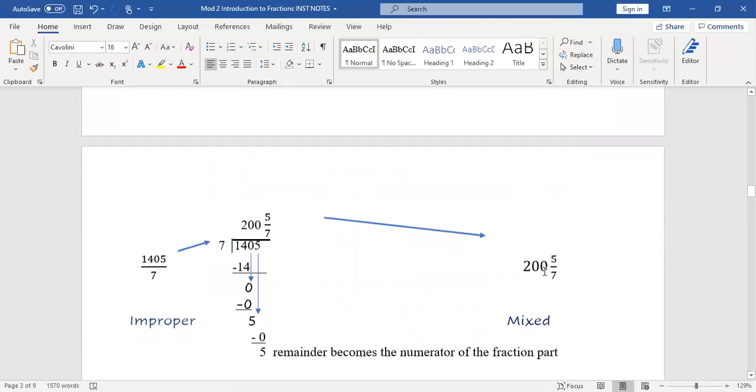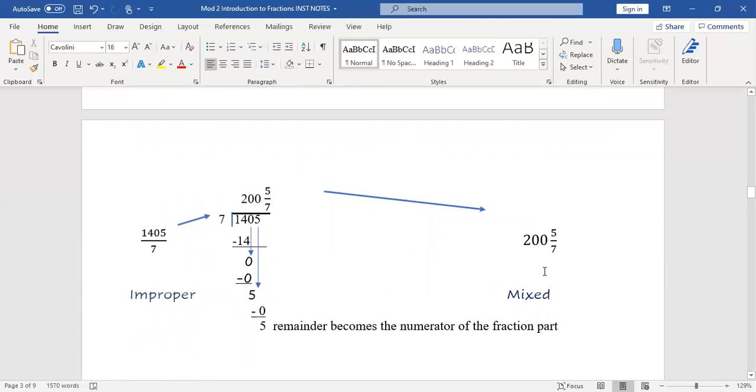Another example of long division is 1,405 divided by 7. I put that into a long division problem. 7 goes into 14 2 times, so the 2 goes on top. The 2 on top gets multiplied by the 7, which is 14, which gets placed underneath. When I subtract, everything goes away, 0. So I bring down the next number, which is also 0. 7 can't go into 0, so I place a 0 up top.